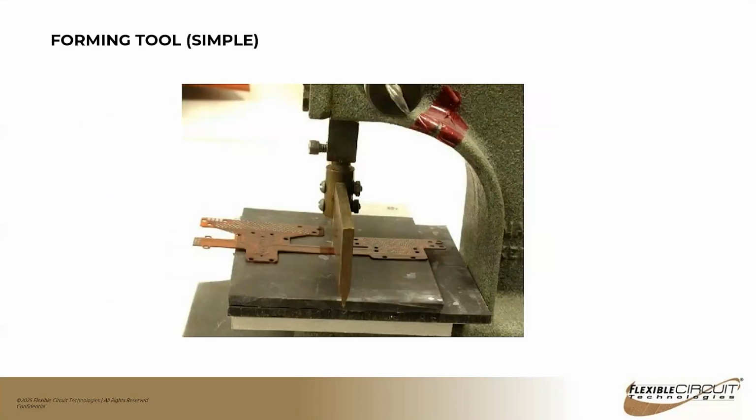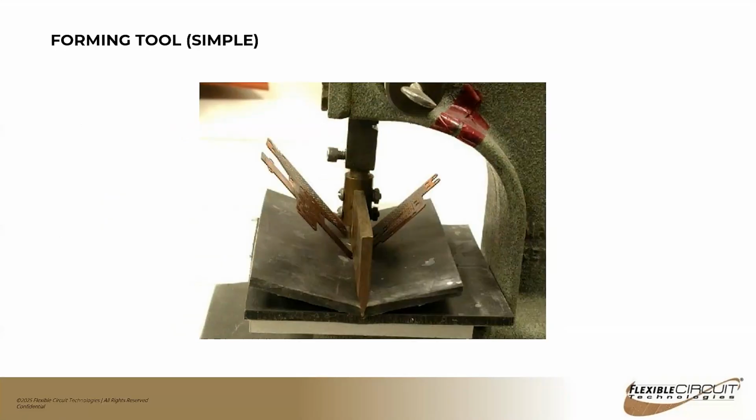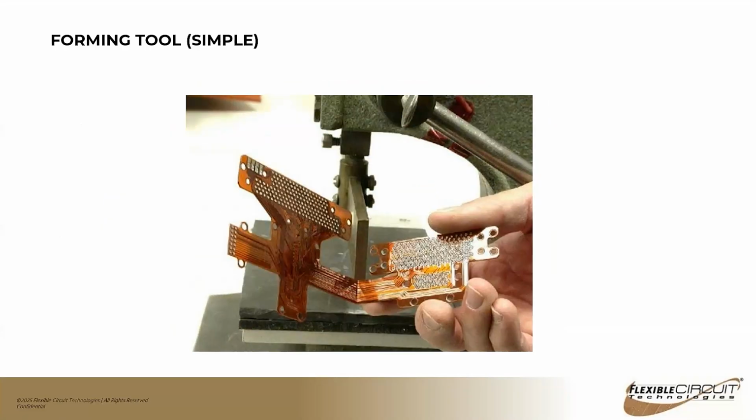Some pretty simple tooling. So you can see an arbor press here with a blade that has a radius along the edge. You can orient the part onto the arbor press, have a piece of conformance like a silicone rubber on the bottom side, compress the part into the material, and you have a formed part. So this is a pretty inexpensive yet repeatable way of being able to bend a circuit.